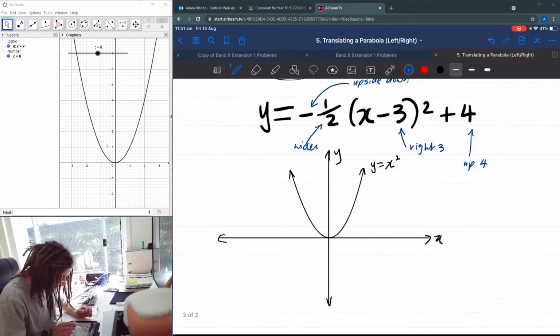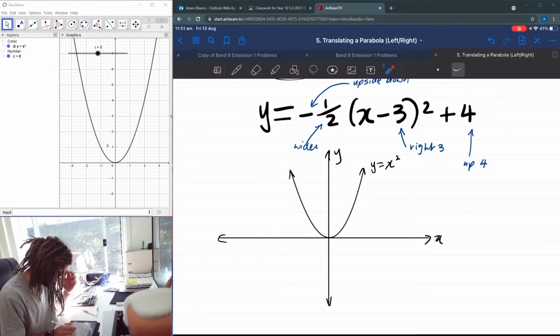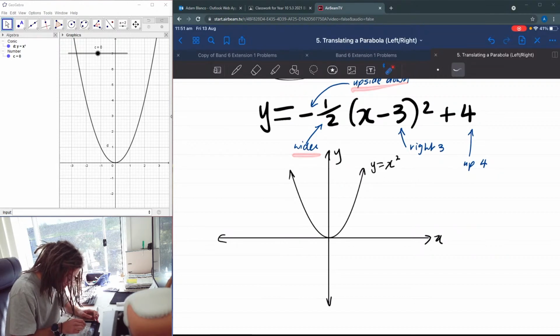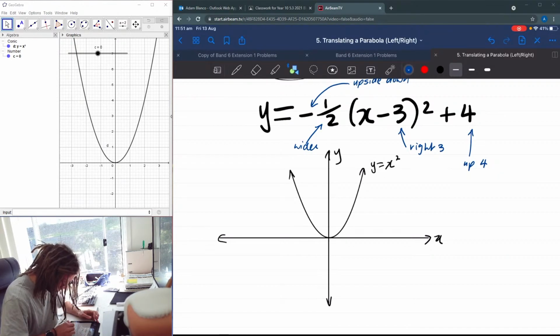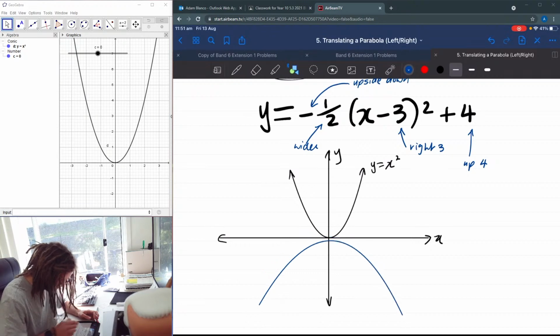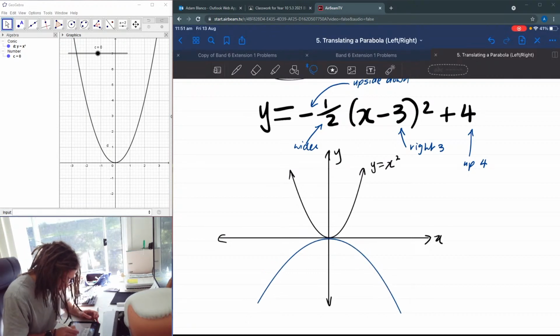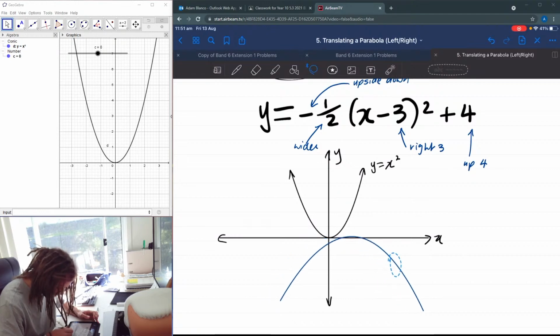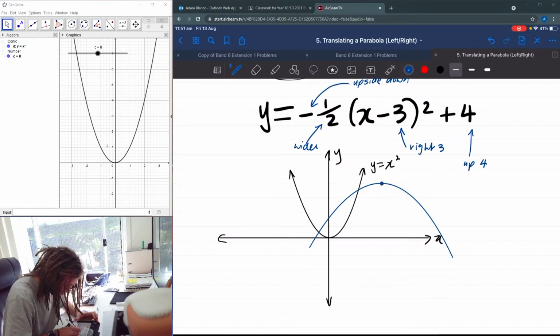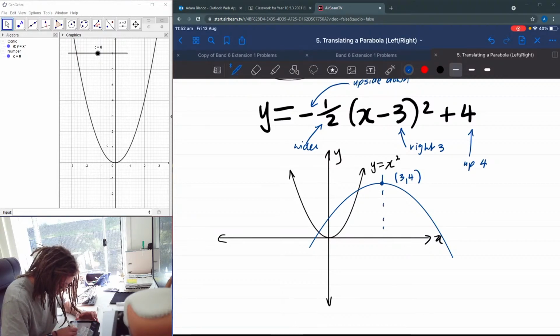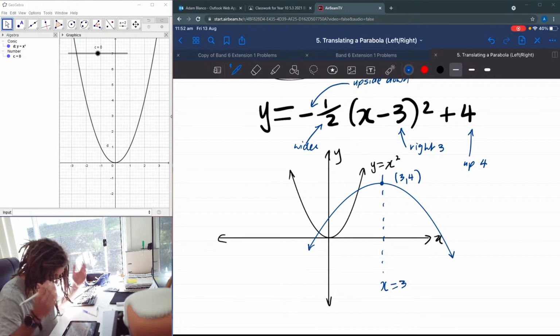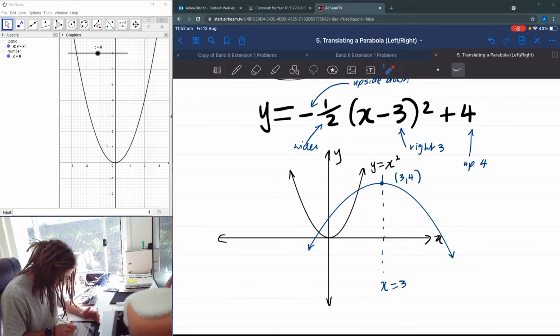Okay, so if I do all of that, let's just do it upside down and wider. So upside down and wider is going to be like that. Now it's to the right 3, so that means it's 1, 2, 3, and then it's up 4, 1, 2, 3, 4. So that point is 3, 4. It's got an axis of symmetry of x equals 3. That's it.